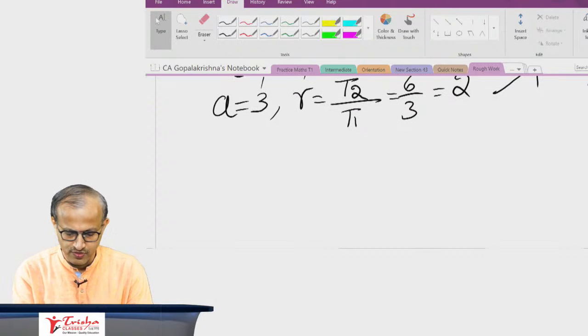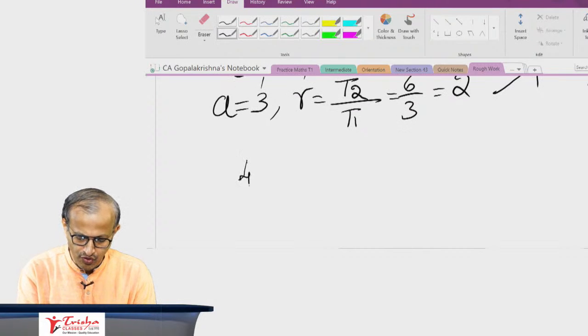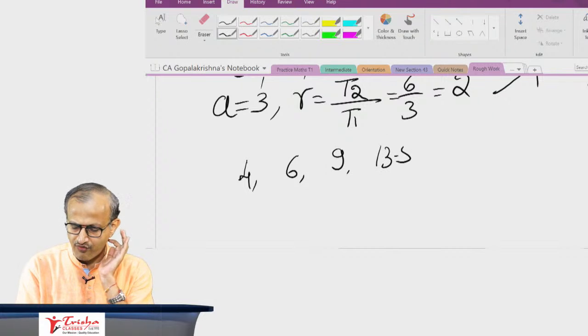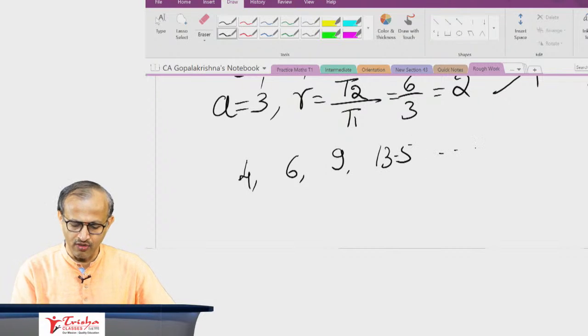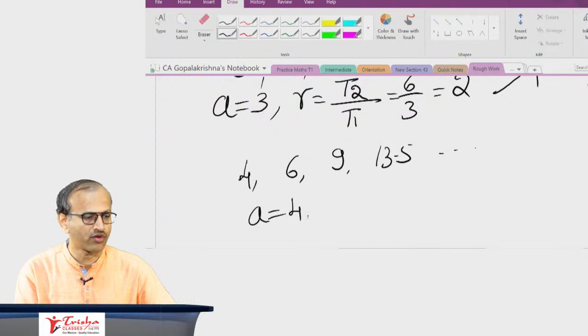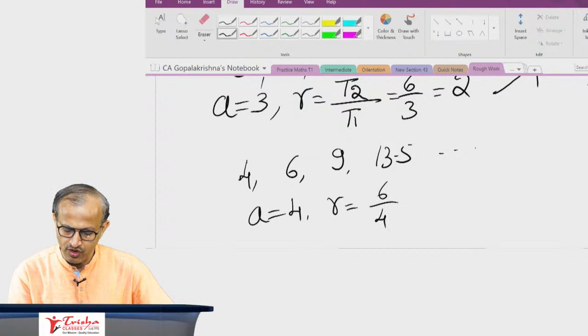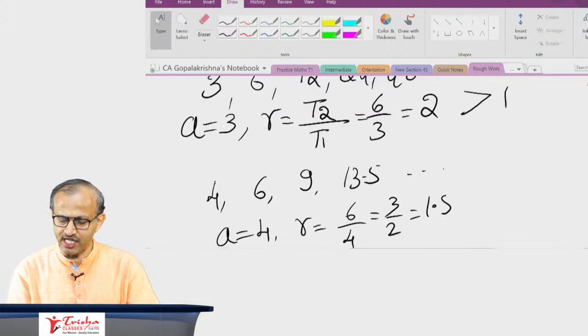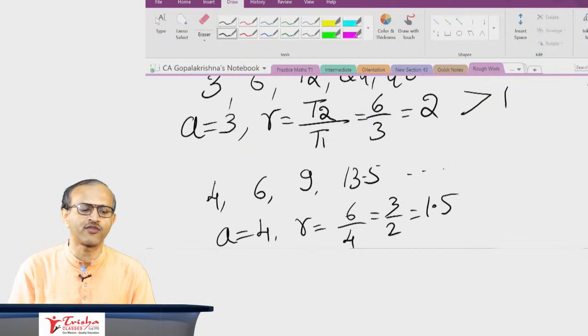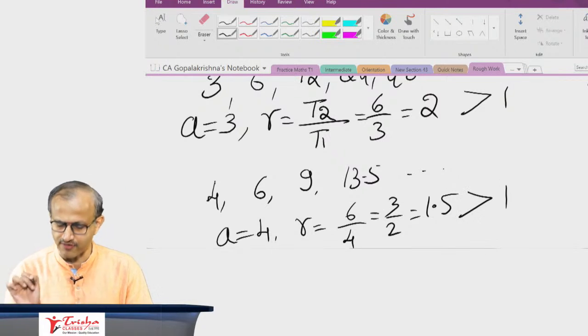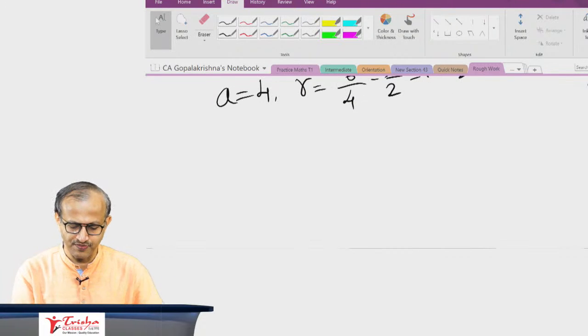I'll give one more. 4, 6, 9, then 13.5. Tell me, what is A? Obviously 4. What is the ratio? 6 divided by 4, 3 by 2, 1.5. Is this greater than 1? 3 by 2, is it greater than 1? Yes, so it is greater than 1. Now I will give you the next one.